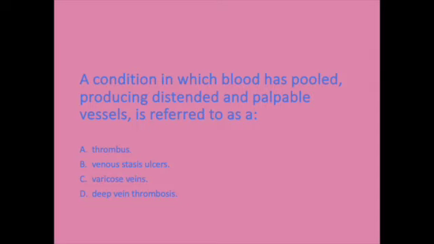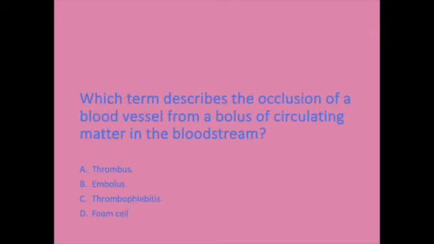What is a condition in which blood has pooled, producing distended and palpable vessels? This is referring again to a varicose vein. Which term describes the occlusion of blood vessels from a bolus of circulating matter in the bloodstream? The answer here would be an embolus. It's detached from the wall of a vessel and circulates within the vascular system until it reaches a small vessel, which it can then occlude.